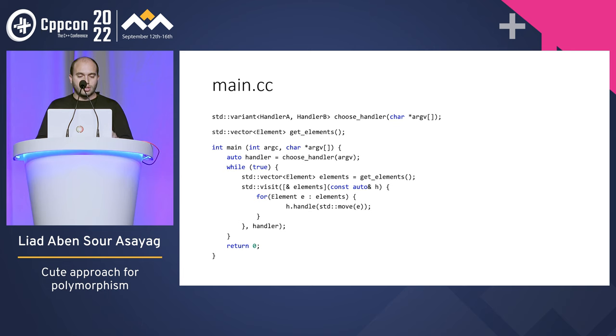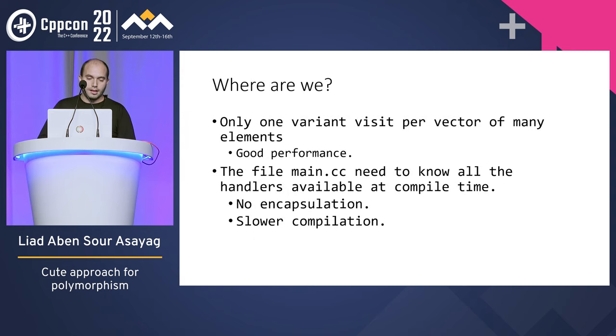Then I just choose my handler, and I use a visit to get my actual handler, and then I just iterate over the elements and handle them. I could also do the visit outside of the while, but it doesn't matter because I assume get elements returns a vector of millions or billions of elements, so it's okay to do the visit once every get. Now I have good performance because I do only one variant visit per get.